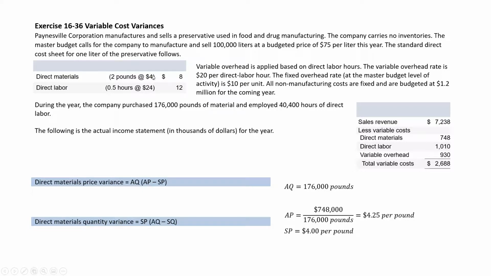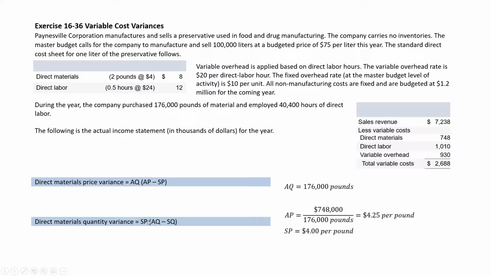Here's another trick. You see two different prices listed for direct material. I want the price per pound or per unit for $4. I'm not looking at the total amount of material that goes in a finished liter. I'm looking at what I'm paying to acquire that direct material per unit.